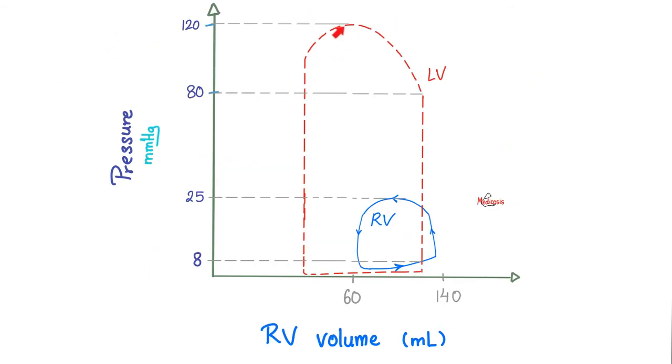Or you can plot the left ventricle against the right ventricle. I think you can see the difference between the 120 and the 25. This is the pressure during systole in the left ventricle, and this is the pressure during systole in the right ventricle. During diastole, however, both of them are almost zero, unlike the big arteries that are capable of elastic recoil.